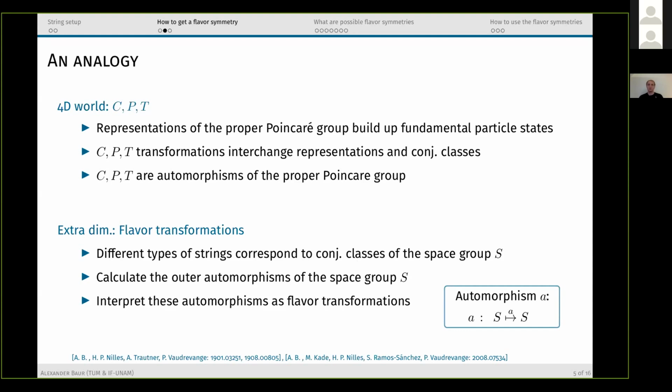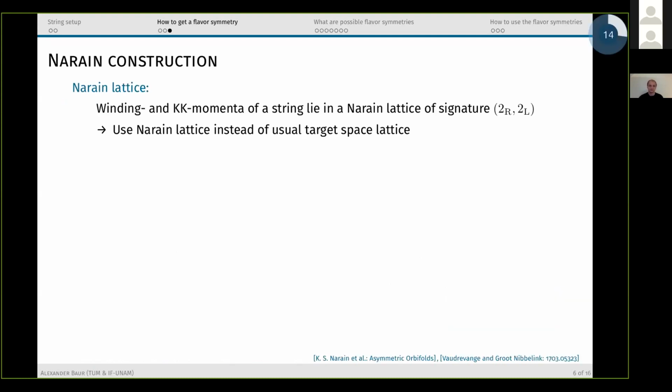So very roughly said, you could say that the CPT transformations of the extra dimensions give rise to flavor symmetry, if you like. Okay, then we come to my next slide. The next slide is about the Narain construction. We find that the winding and Kaluza-Klein momenta of one particular string lie in a Narain lattice. This is a lattice of signature: if you have two dimensions for the right mover and two dimensions for the left mover, this lattice has (2,2) signature.